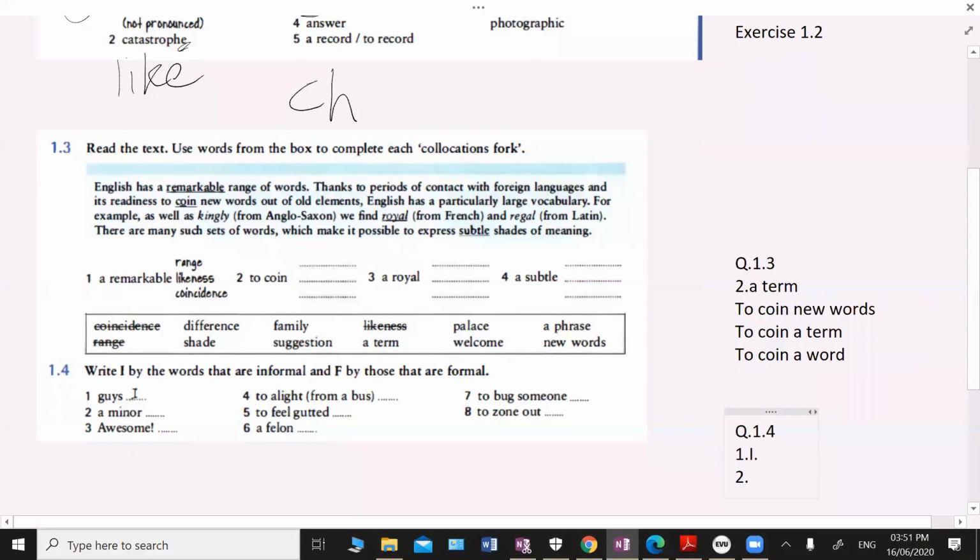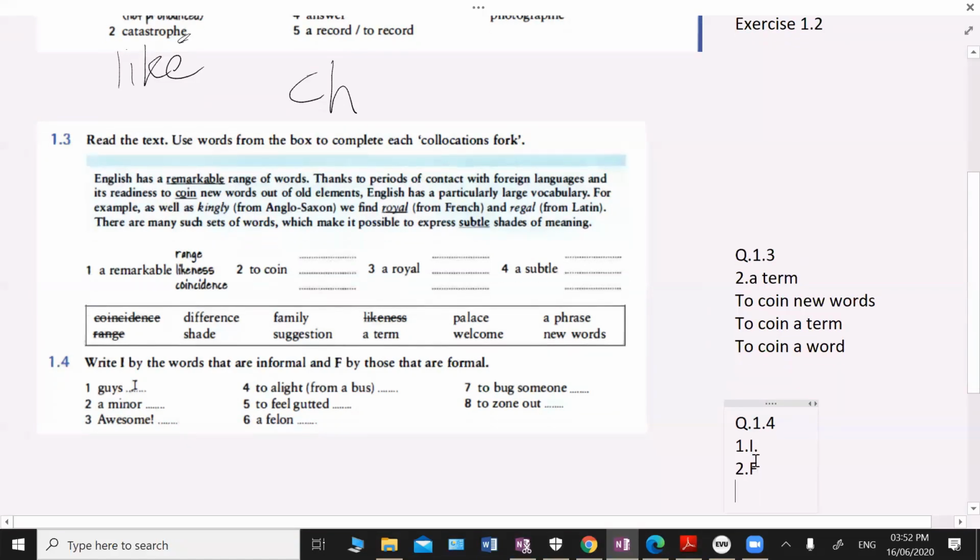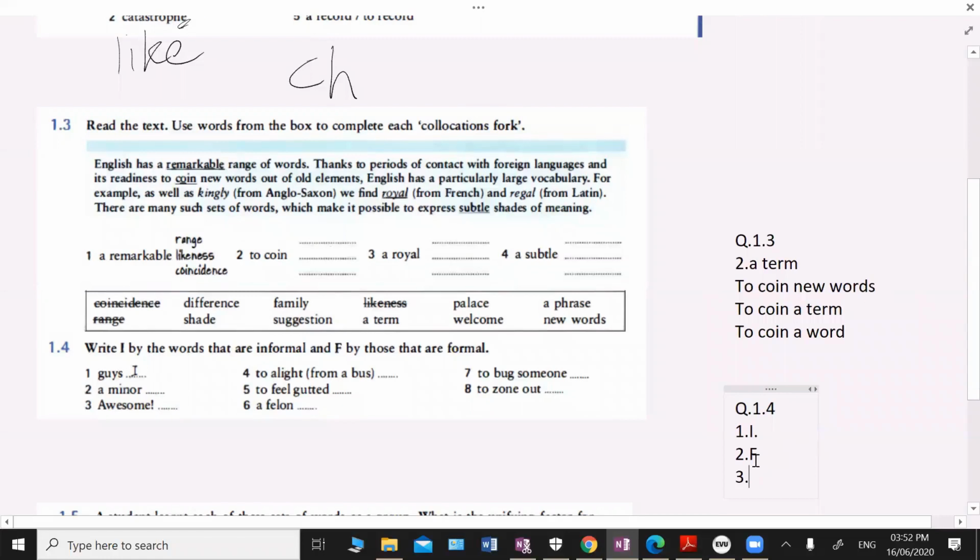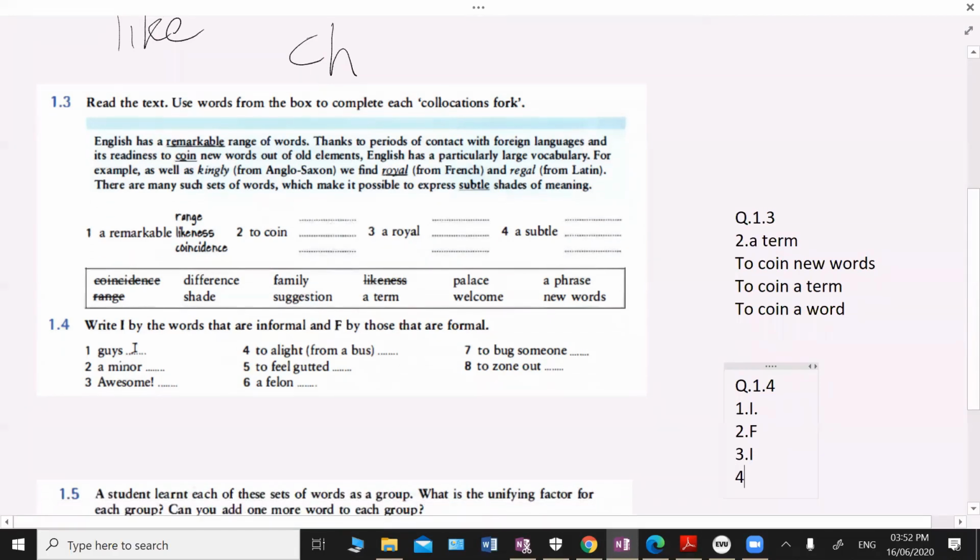Let's look at number 2, a minor. Number 2 is a minor. So what is number 2? Number 2, formal or informal? If you say informal, yes, that is formal. That's right. Number 2, formal. Number 3, awesome. Awesome means wonderful, amazing. It's informal.